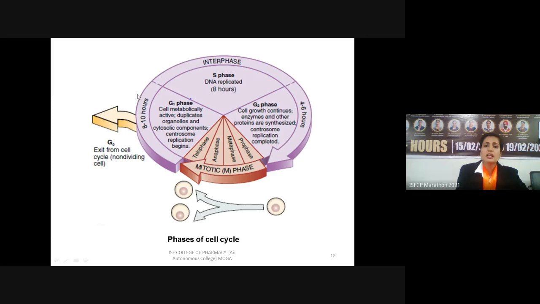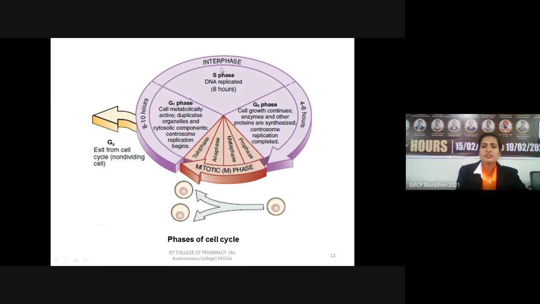Next phase is the S phase. S phase lies between the G1 phase and the G2 phase. During this phase, the synthesis, the replication of the DNA takes place. It takes about 8 hours to do so.